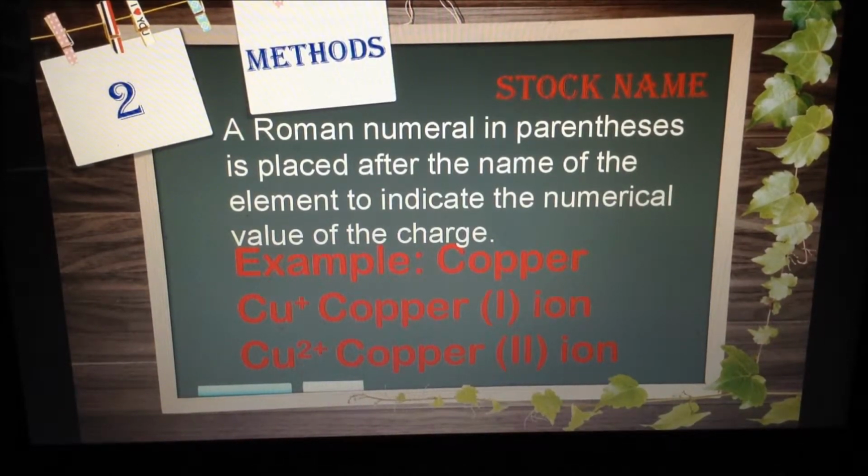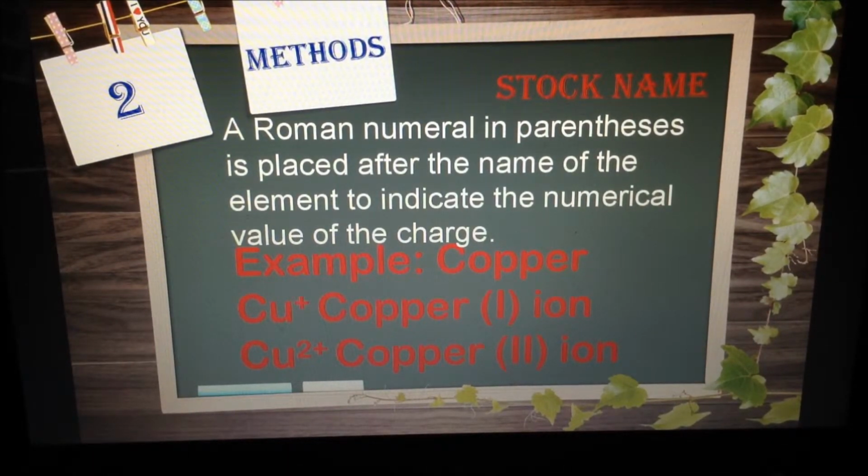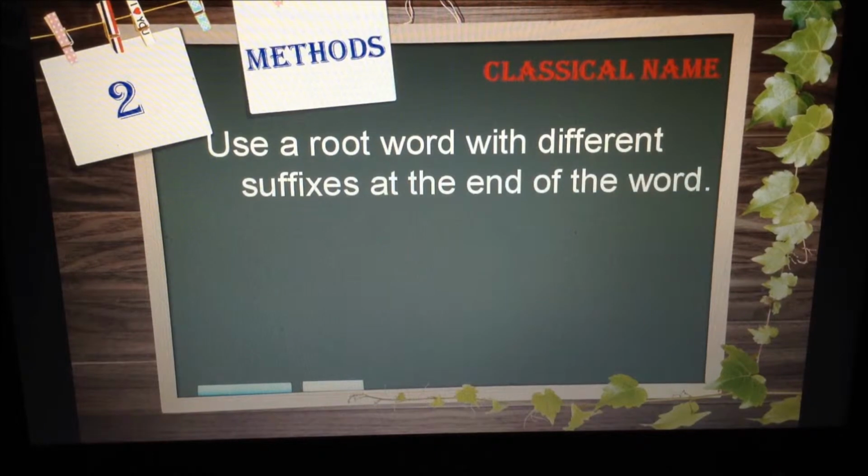Copper has +1 charge or +2 charge. For +1 charge, we call it copper(I) ion. For copper with 2+ charge, we call it copper(II) ion. Next, classical name.